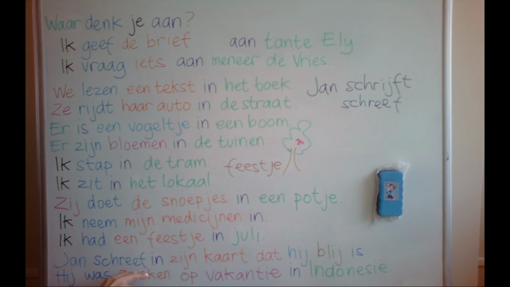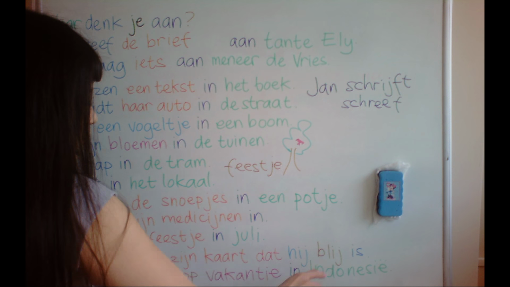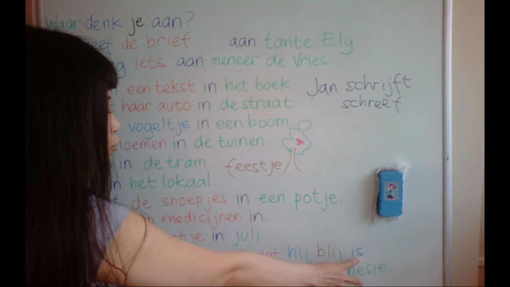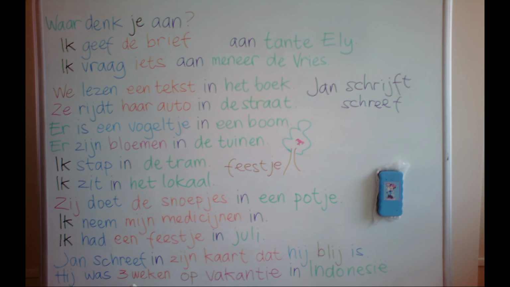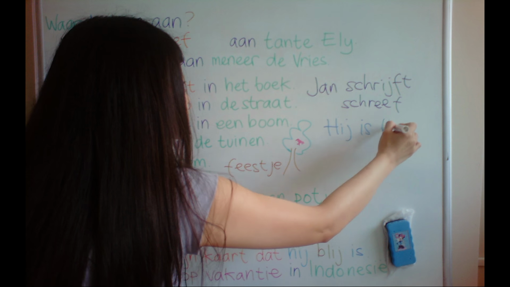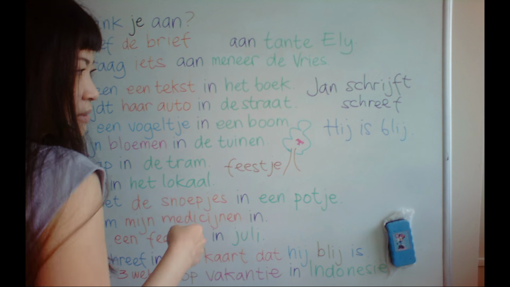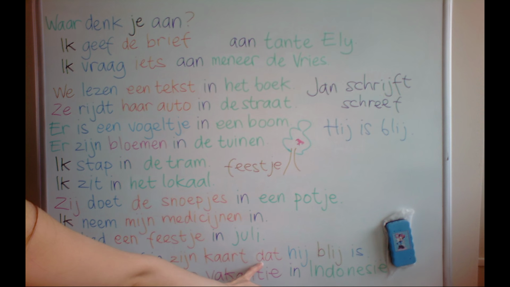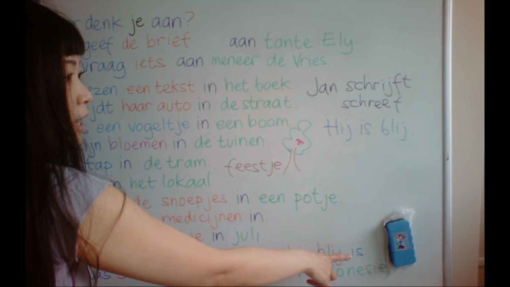Jan wrote in his card that he is happy. But in Dutch, after you put dat, the verb, or the werkwoord, should be put at the very end of the sentence. I will write it with different colors so you will know. This is if the sentence stands alone: Hij is blij. It means he is happy. Blij is happy. But here we see this one has dat, that he is happy. So this sentence doesn't stand alone.